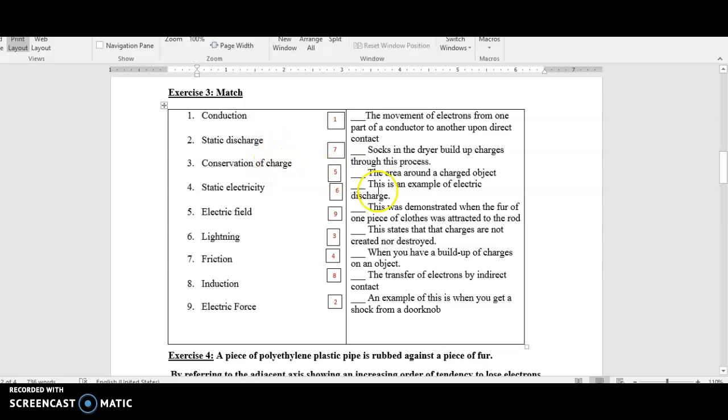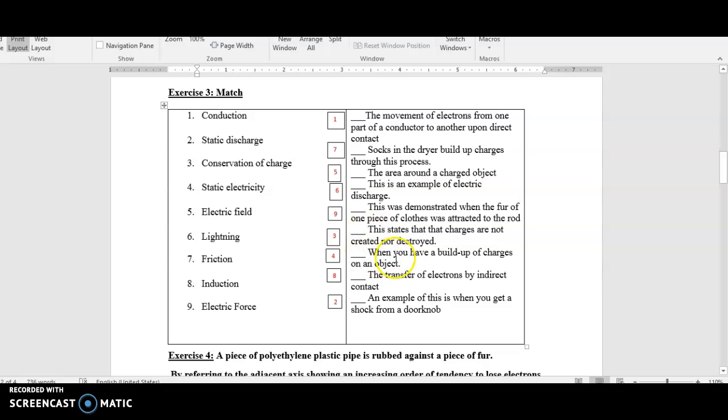Conservation of charge states that charges are neither created nor destroyed. That's why I always repeat, like upon friction, if one body loses 10 electrons, the other one rubbed against it should gain the same number, which is 10 electrons. And we have static electricity. The whole lesson is about static electricity.